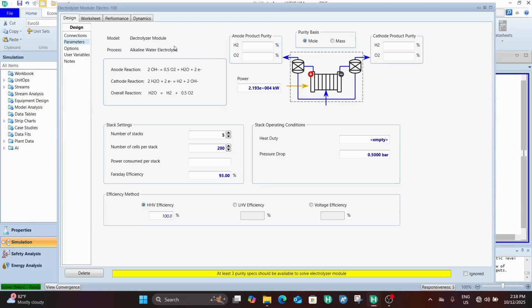It's more about functionality. So the anode product purity, this is where we need to specify the purity for both the anode and the cathode product. This is what this whole message is all about. And as you can see, our power is still there. We have about 21.93 megawatts. Then for the number of stacks, we have 200 cells, pressure drop 0.5 bar, and Faraday efficiency 93.93%. So let's select mass as the purity basis, mass flow or mass fraction.